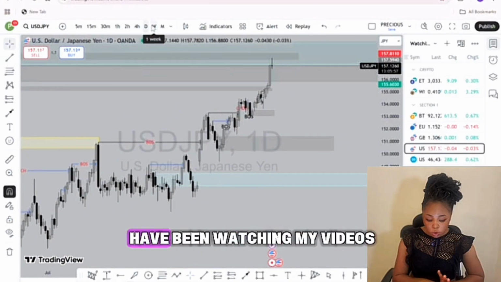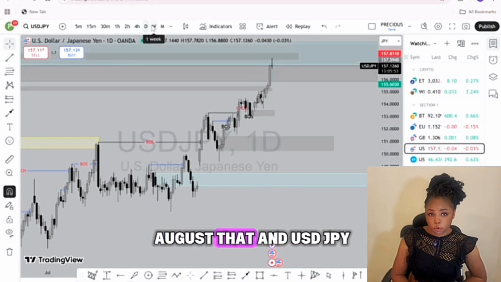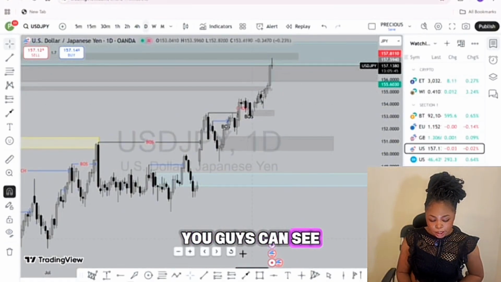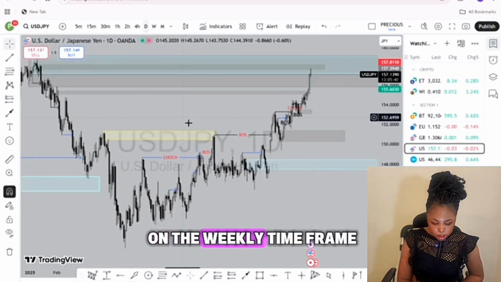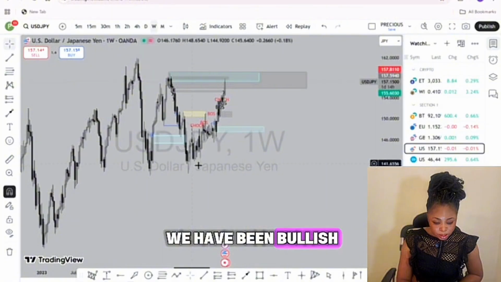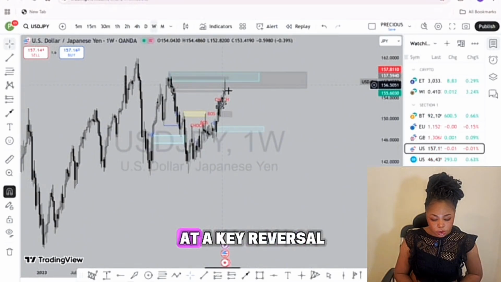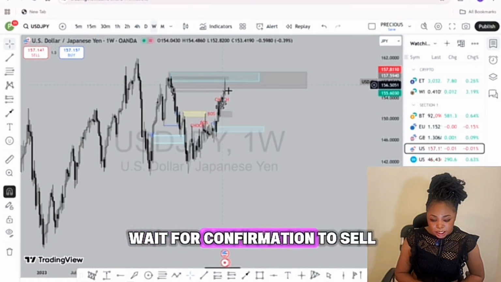And if you guys have been watching my videos, following me here on YouTube, I've been saying since August that USDJPY is going to be bullish for a long time, and I marked this. You guys can see on the screen properly. I marked this zone on the weekly time frame. Let's go to the weekly time frame, and you can see we have been bullish and price has gone into that zone now. So now we are still in an uptrend, but price is sitting at a key reversal zone level. So you want to wait for confirmation to sell.